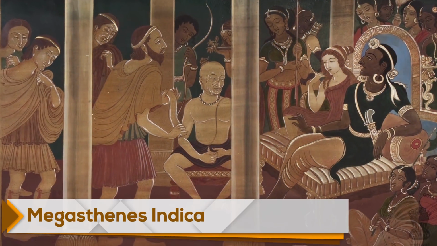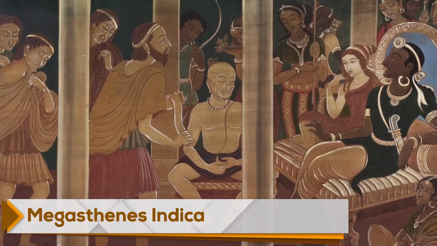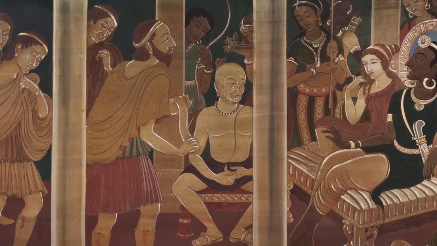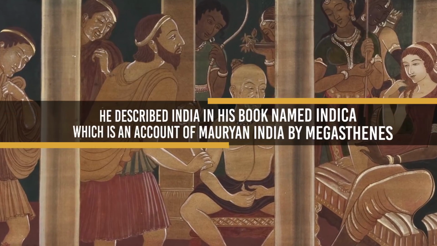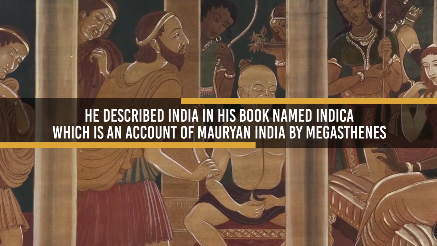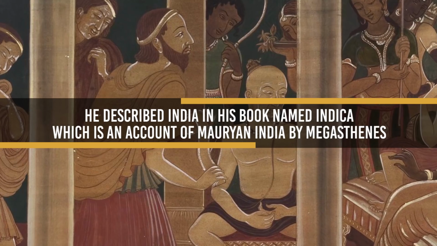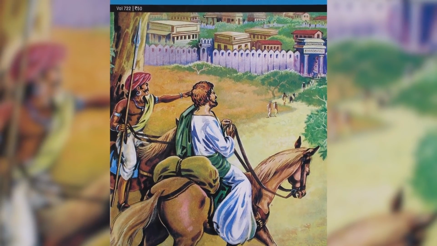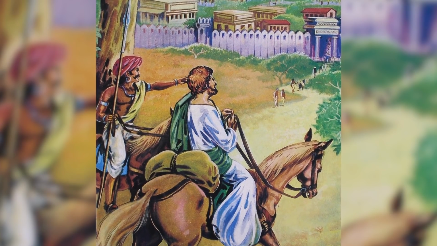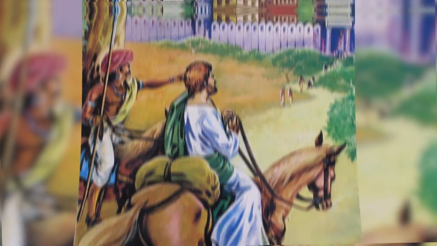Megasthenes' Indica. Megasthenes was a Greek ambassador of Seleucus I Nicator of the Seleucid dynasty to Chandragupta Maurya. He described India in his book named Indika, which is an account of Mauryan India by Megasthenes. The original book is now lost, but its fragments have survived in later Greek and Latin works by other authors.